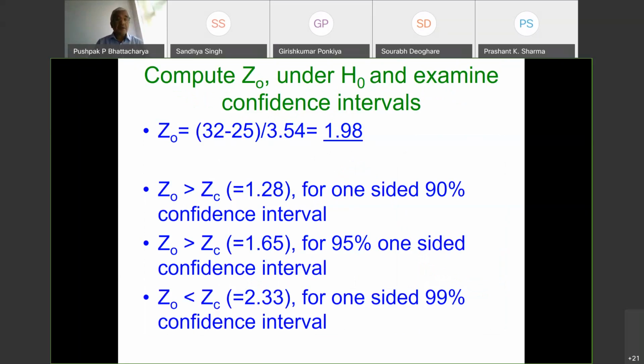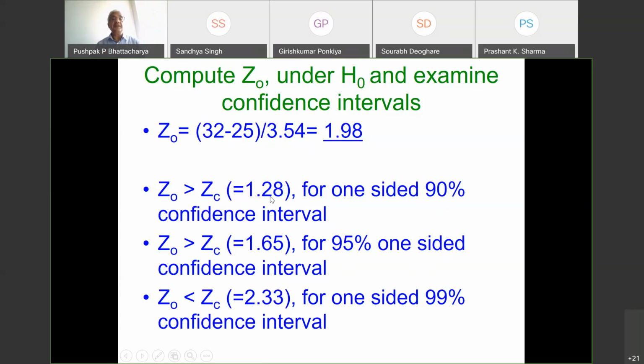So Z observed is 32 minus 25. I was given the data: 32 out of 50 are correctly tagged. 32 minus 25, the population mean for a sample of 50, divided by 3.54, the sigma, gives the value 1.98. So from the data, the Z observed is 1.98. I take the 90% confidence interval, then Z observed is greater than Z critical. The critical value ZC is 1.28.